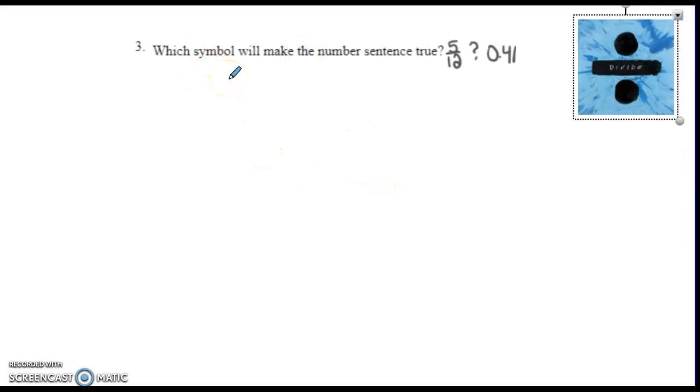Which symbol will make the number sentence true? Okay, so we're trying to figure out if it's an equal to, a greater than, or a less than, whatever. We're trying to figure out the symbol that goes in the middle. If somebody asked you to compare 5/12 to 0.41, I don't know how much 5/12 is off the top of my head. I don't deal with fractions in my mind very often, but I do deal with decimals. If somebody says 0.41, I know that that's like 41 cents. It's a little less than half. I understand decimals way more than fractions.